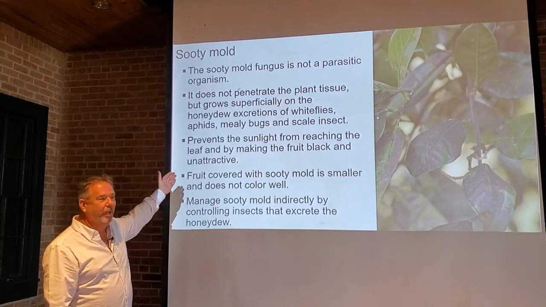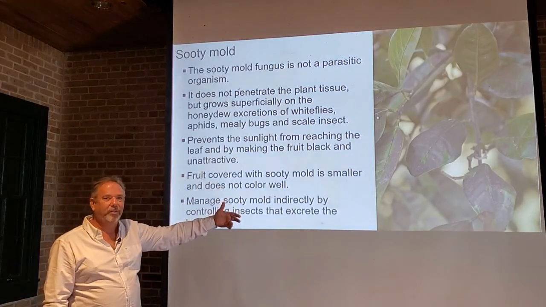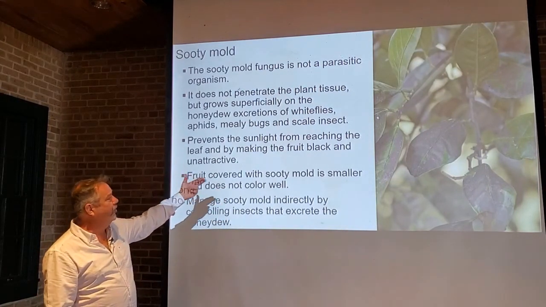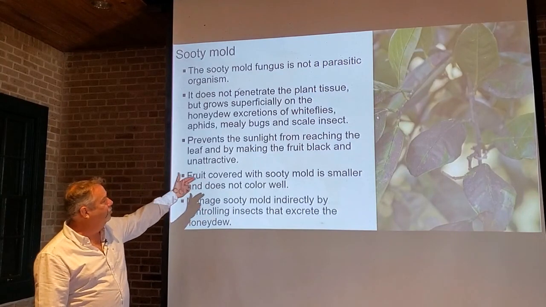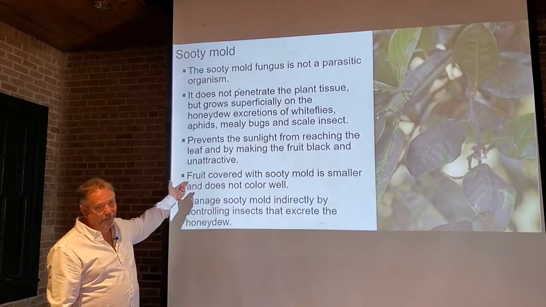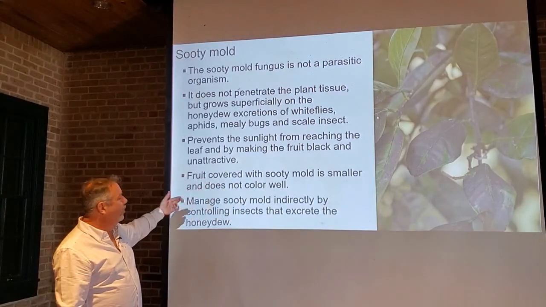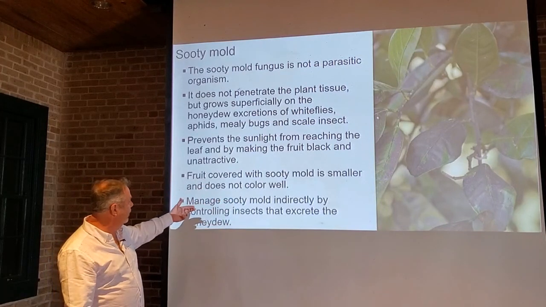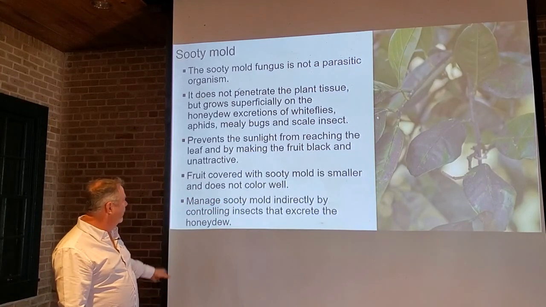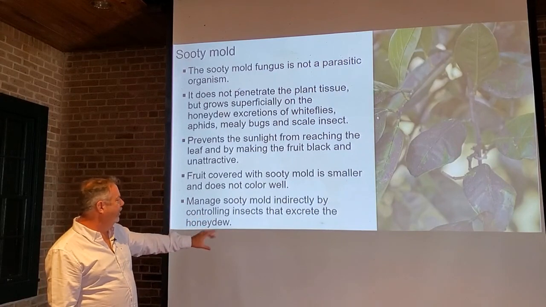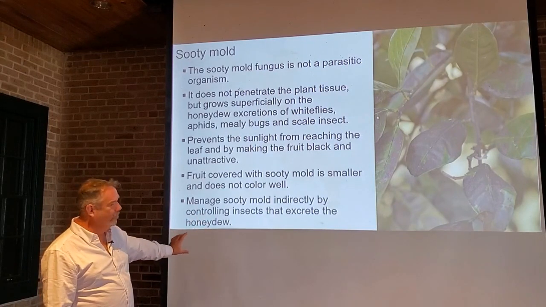So sooty mold, however, even though it's not a pathogen in itself, it can prevent the sunlight from reaching the leaves, and it makes the fruit black and unattractive as well. Also, fruit covered with sooty mold is smaller and does not color well. Manage sooty mold indirectly by controlling the insects that excrete the honeydew.